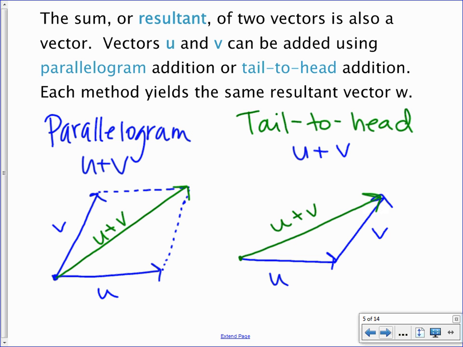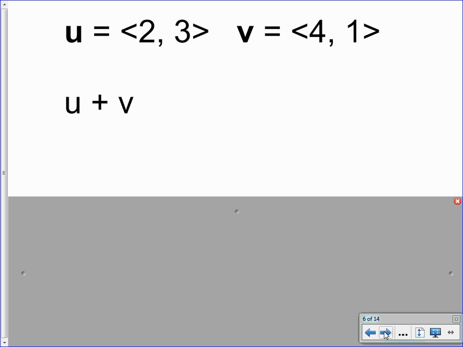Let's actually get some numbers involved. If I asked you to add together vector u, which is 2, 3, and vector v, which is 4, 1. Layton, what do you think u plus v would be? If you just had to guess. If this is vector u and this is vector v, and we add them together, what do you think we would get? 6, 4. You think we would get 6, 4. What do you think?